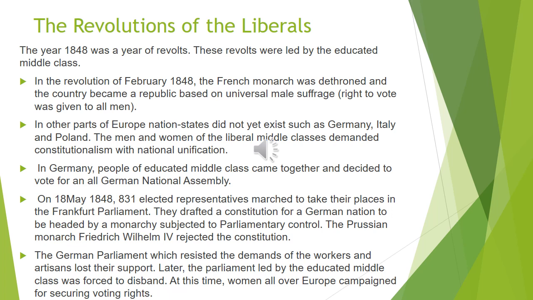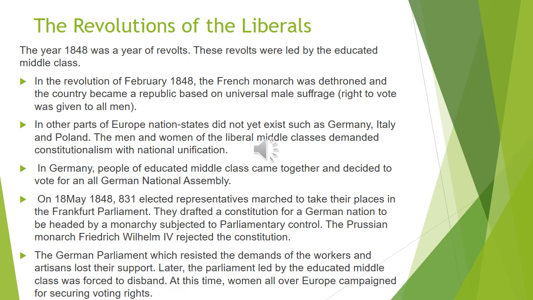The men and women of the liberal middle classes demanded constitutionalism with national unification. So after the developments in France, the middle class in other parts of Europe also demanded the formation of a nation state, both men and women, and they wanted their nation to be unified, and they desired that they be ruled by a new constitution.